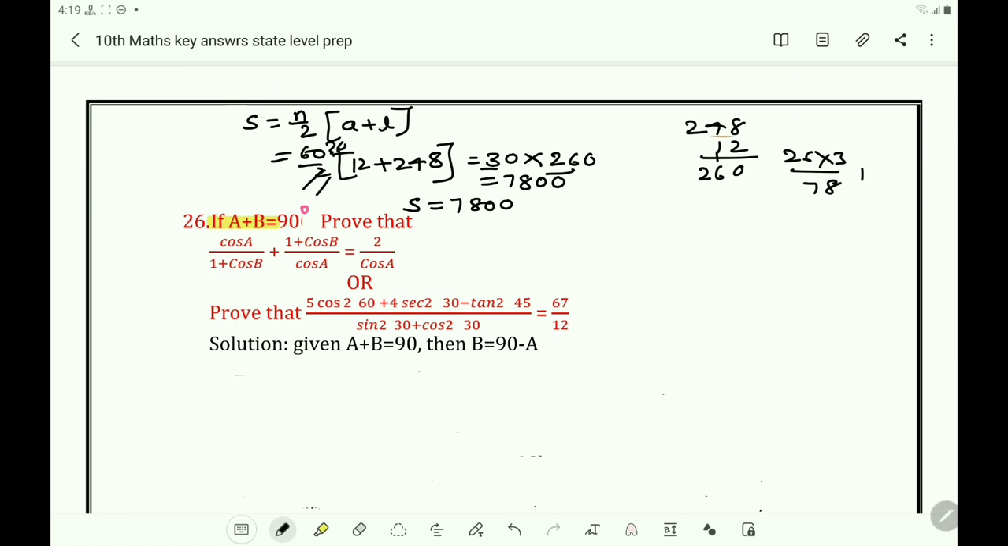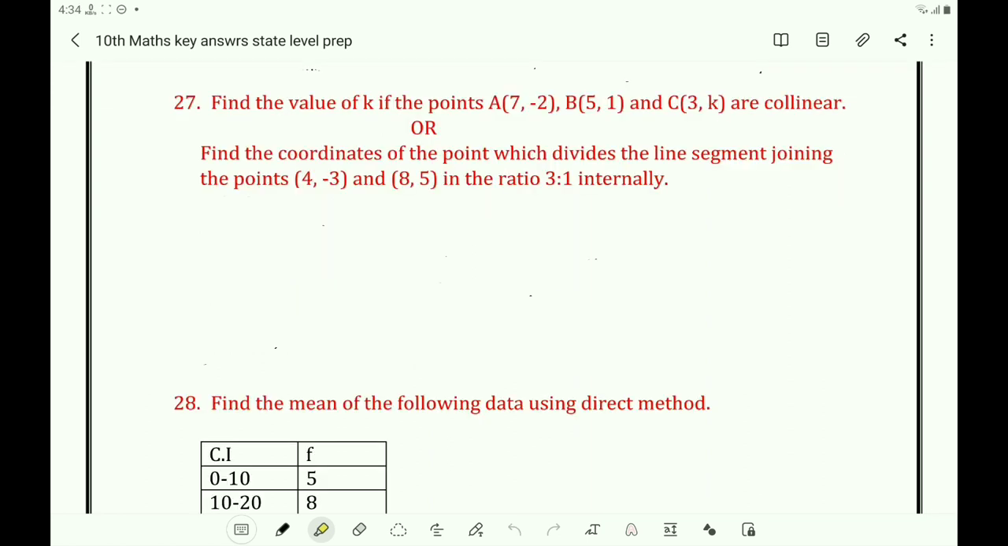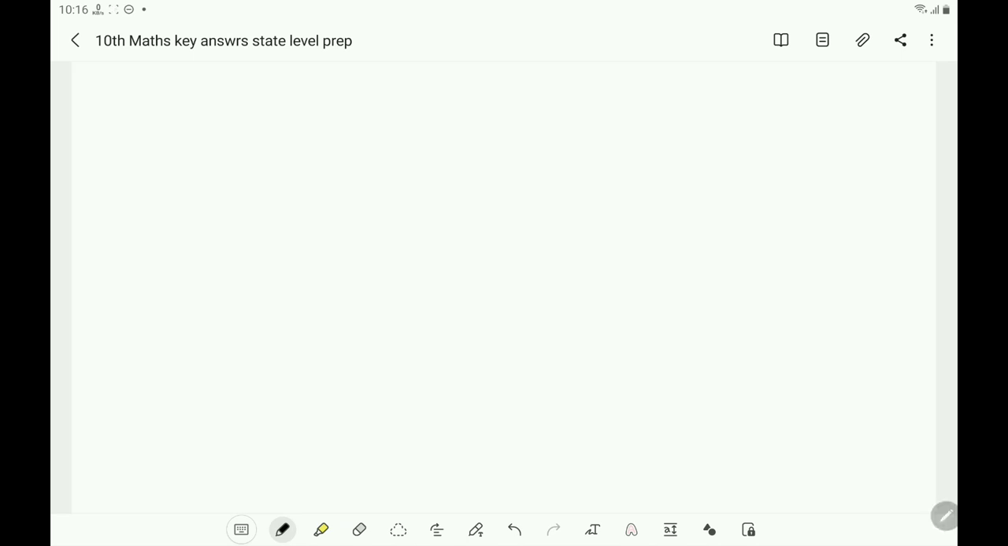Next, the 26th question. What is the question? If A plus B equals 90 degree, prove that cos A by 1 plus cos B plus 1 plus cos B by cos A equals 2 by cos A, or prove that 5 into cos square 60 degree plus 4 into secant square 30 degree minus tan square 45 degree, whole divided by sin square 30 degree plus cos square 30 degree, equals 67 by 12. So what is given? Given that A plus B equals 90 degree.